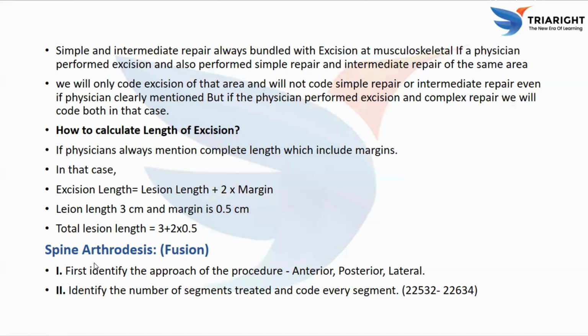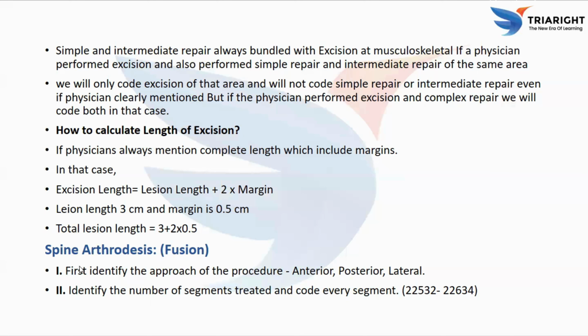Our next topic is spine arthrodesis, nothing but fusion. What is spine arthrodesis? It's a surgical fusion of 2 or more vertebrae to stop the painful movement. What are the steps? Step 1 is to identify the approach. Approach means how the surgeon reaches the spine, whether an anterior approach from the front, posterior from the back, or lateral from the side. Different approaches have different CPT codes.